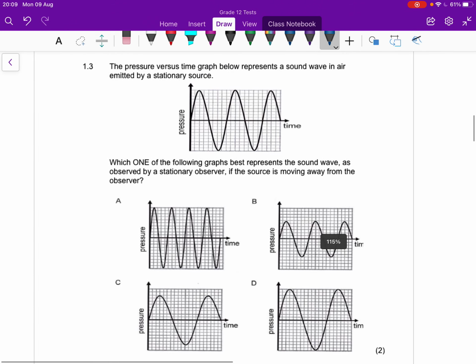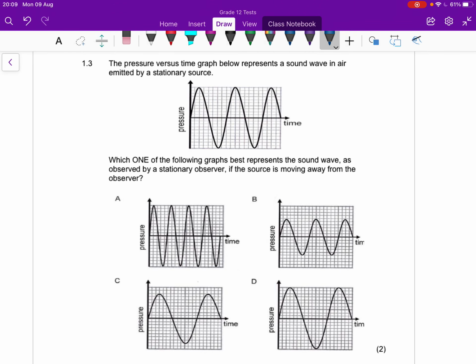Then we get to question 1.3. The pressure versus time graph below represents a sound wave in air emitted by a stationary source. Which one of the following graphs best represents the sound wave observed by a stationary observer if the source is moving away? So now remember, if a source is moving away, wavelength increases, so frequency decreases. The wave has to get longer, not higher, longer.